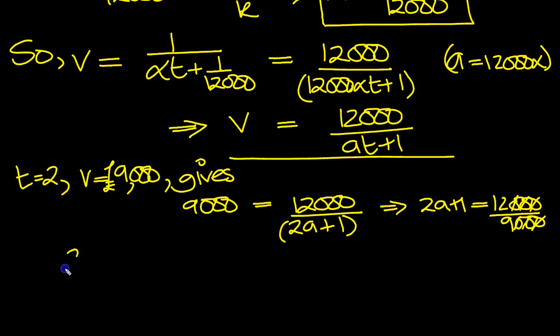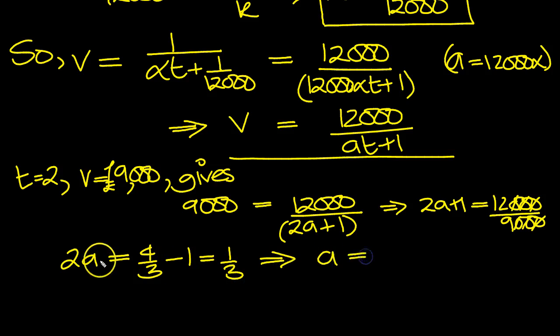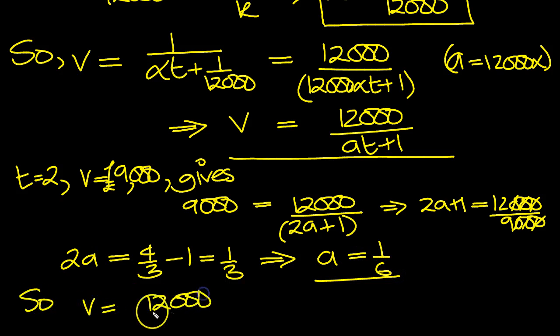So 2a plus 1 then. Let's move the 1 over. 4 over 3 minus the 1, which equals 4/3 minus 3/3 is 1/3. So at long last then, a is equal to, move the 2 from times down to divide, a is 1 over 6. So v is equal to 12,000 over t over 6 plus 1.